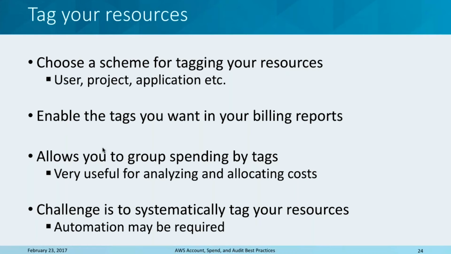But also, you can enable specific tags to be included in your billing report. So now you'll be able to do spending analysis using whatever tagged category you want to use. Now the challenge to doing this is that you have to systematically tag your resources. Every time you deploy an instance, you have to make sure appropriate tags are applied. So this will typically mean you have to use at least a little bit of automation. For example, if you're using something like Ansible, Chef, or Puppet to deploy instances, it's probably a good idea to have that service automatically tag your resources.